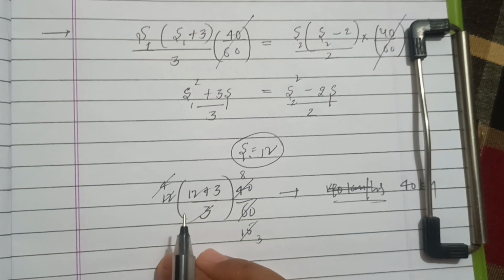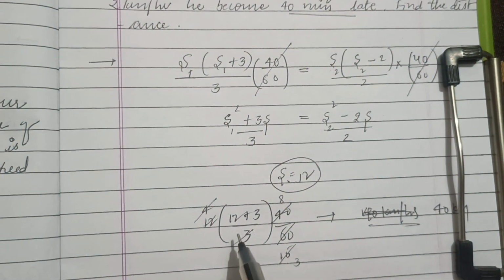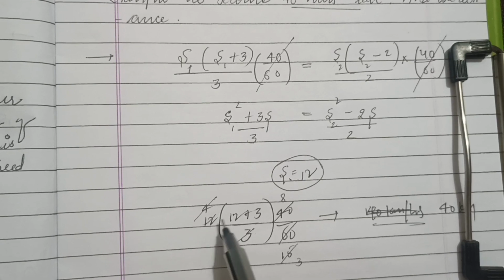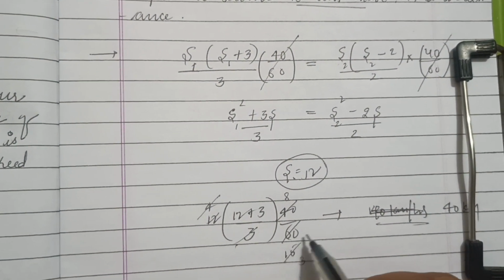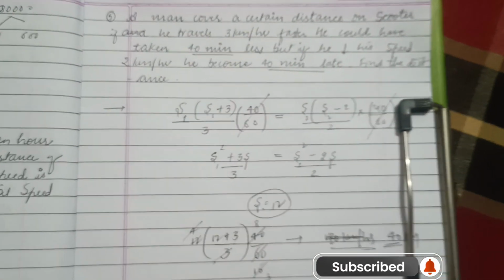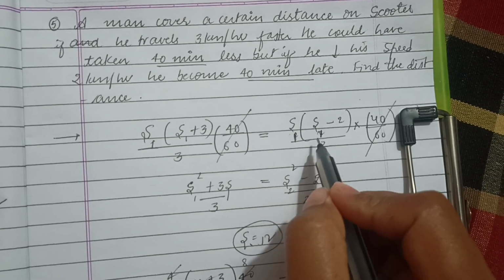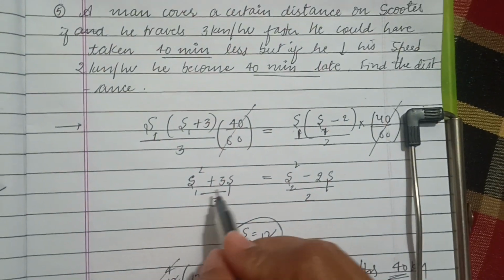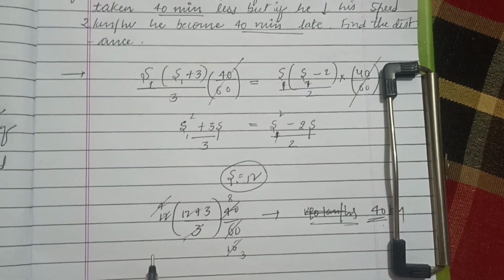Here you can see, if I substitute the value of S in any of the equations, I will get the answer: 12 into 12 plus 3 divided by 3 into 40 divided by 60, that will give 40 kilometer. This is the distance which they asked. Here this is S1, actually I mistakenly wrote it as S2. The final answer will be 40 kilometer.